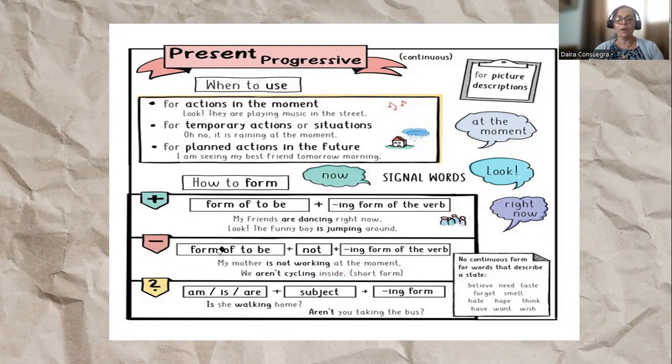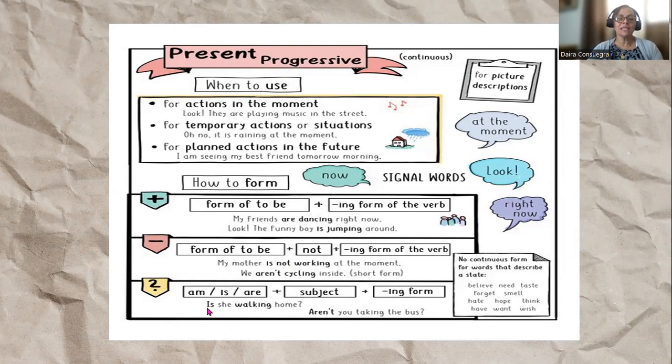But what happened with the question, the affirmative form? In here, we have to focus on the am, is, or are, depending on the subject, plus the subject, plus the ing form. For example, I want to ask, ¿está ella caminando a casa?